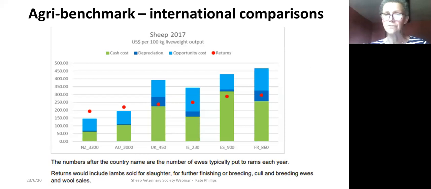And a typical UK flock, the third column from the left, is lambing 450 ewes. The red dot is the returns that these farms are getting, but the whole tall column, including the green, the blue and the turquoise, is the total cost of production. So you can see that the New Zealanders and the Australians are making money, and we, just to reinforce what was said before, aren't making money, and are in a fairly similar position to Ireland, Spain and France. So on the world stage, we do need to reduce our cost of production if we can compete successfully with Australia and New Zealand.